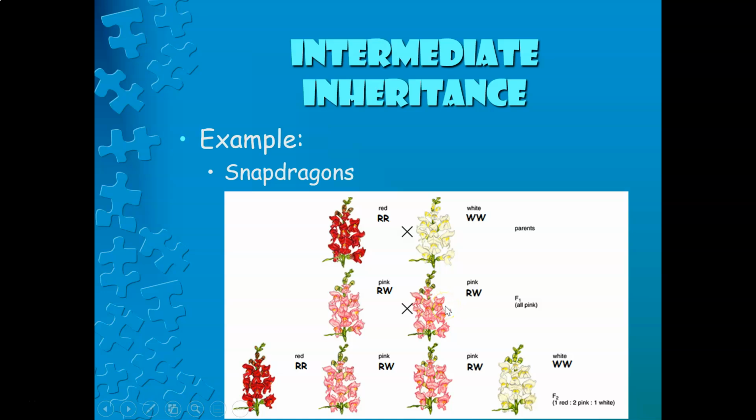But why is this not that blending hypothesis? Because I go down to that F2 generation where I mate these 2 guys together, and now I get the red and the white back. If this were truly blending, they'd still remain pink. So that's the big distinction here.